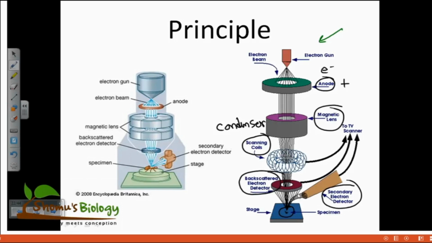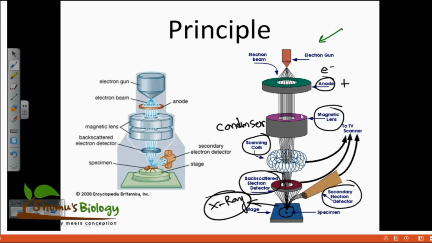Now there is a third type of detector, that's called the X-ray detector. That's also present because we can also find some X-rays radiating from the sample due to this electron absorption by the sample, right? But that's not present in all models of a scanning microscope. So that is the schematic.